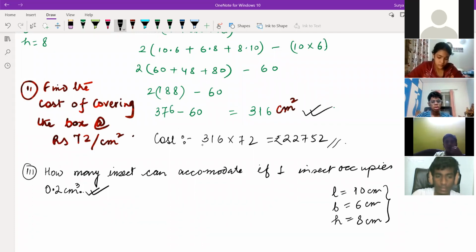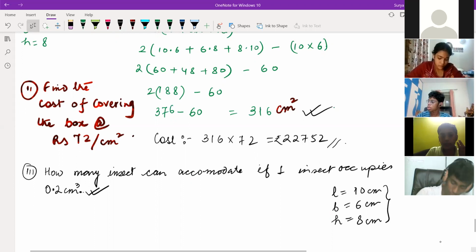Sir, we have to find the cuboid. How much can that shape hold those many insects? What should we find here? The number of insects in those dimensions, right? The dimensions are given. Just think for 2 minutes. If you're not getting that, then tell me, okay? The dimensions of the cuboid: length is 10, breadth is 6, and height is 8 centimeter.